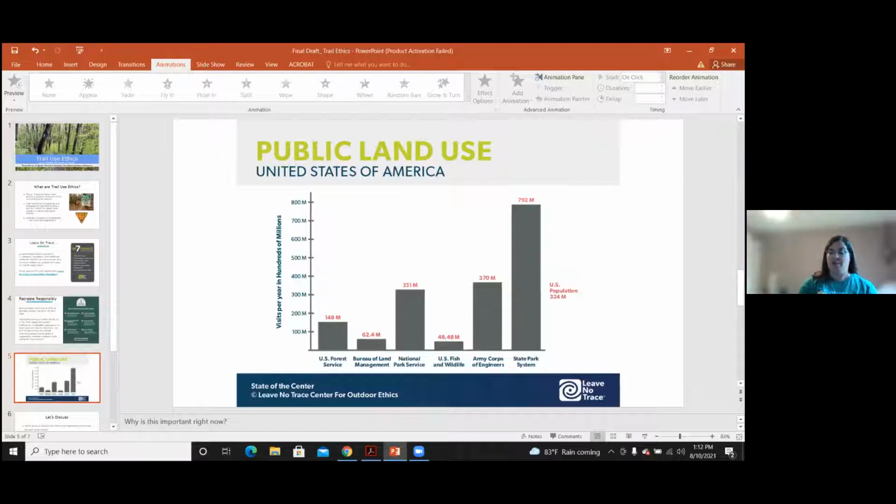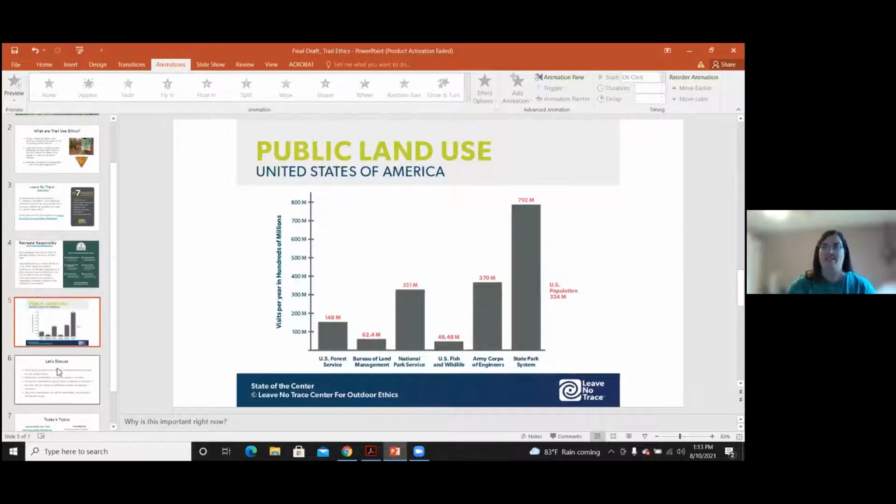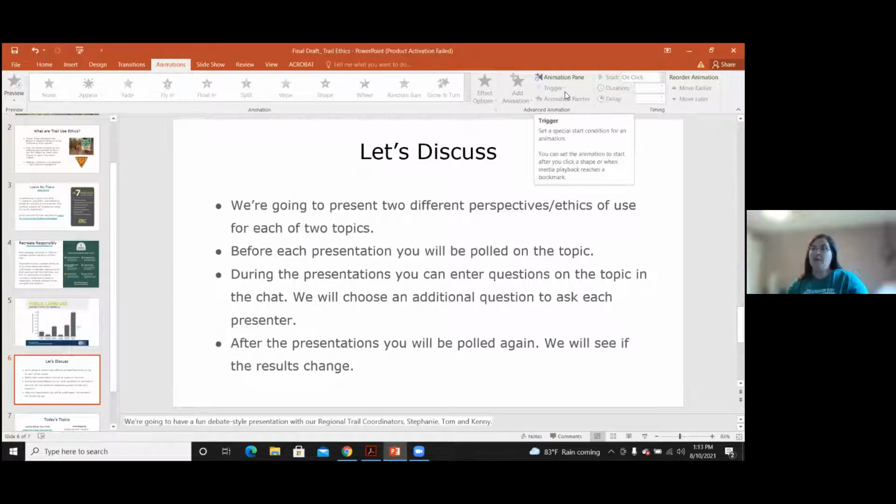And I think the big takeaway from all of this is understanding what our actions are and making decisions based on this idea of, if I make a decision as an individual, there's an impact there. But if 792 million visitors to our parks make that decision, what is the impact then? So if you take away one thing from this, that's the thought I want you to think about.